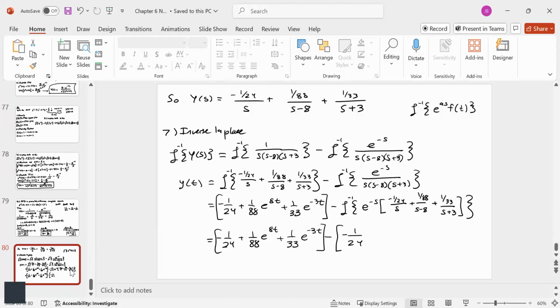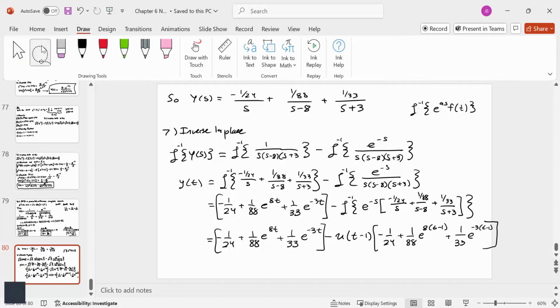And so I was like, where's the step function in my brain? So I knew something was wrong when I didn't see a step function. U of t minus 1. And then it's just basically our answer shifted over by whatever a is. So negative 1 over 24. It's just constant, so there's no shift there. Plus 1 over 88 e to the 8 times t minus 1, plus 1 over 33 e to the negative 3 t minus 1. And that's the final answer.